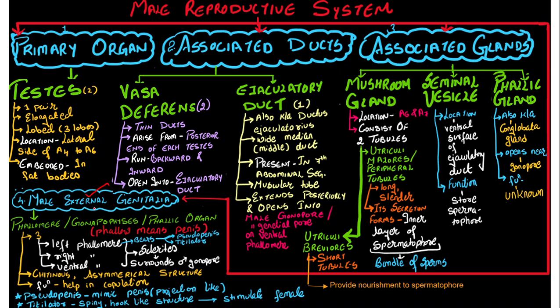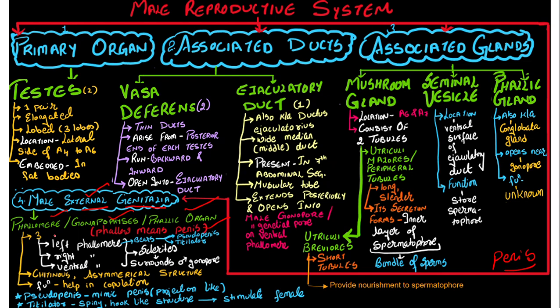Now the last part is male external genitalia. External means it is present outside the body, which you can see actually. Genitalia are the organs which help in reproduction. So here male external genitalia is called phallomere or gonapophysis or phallic organ. For example, in a male, what do we call it? Penis, right? So here the penis is represented by the phallomere, gonapophysis and phallic organ.